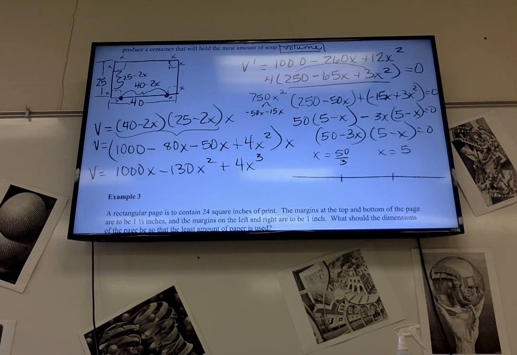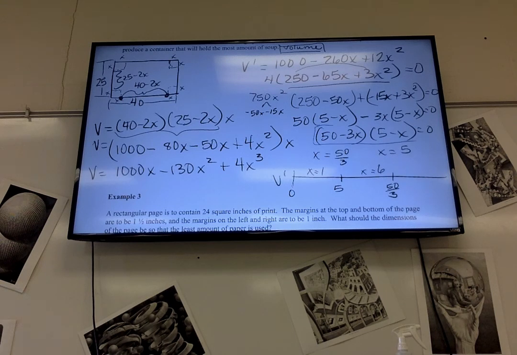Would it not be negative? No, you'd add x to both sides. So it's 5 and 50 over 3 here. Obviously 0. I'm going to use 1 and 6. I don't think 10 fits.